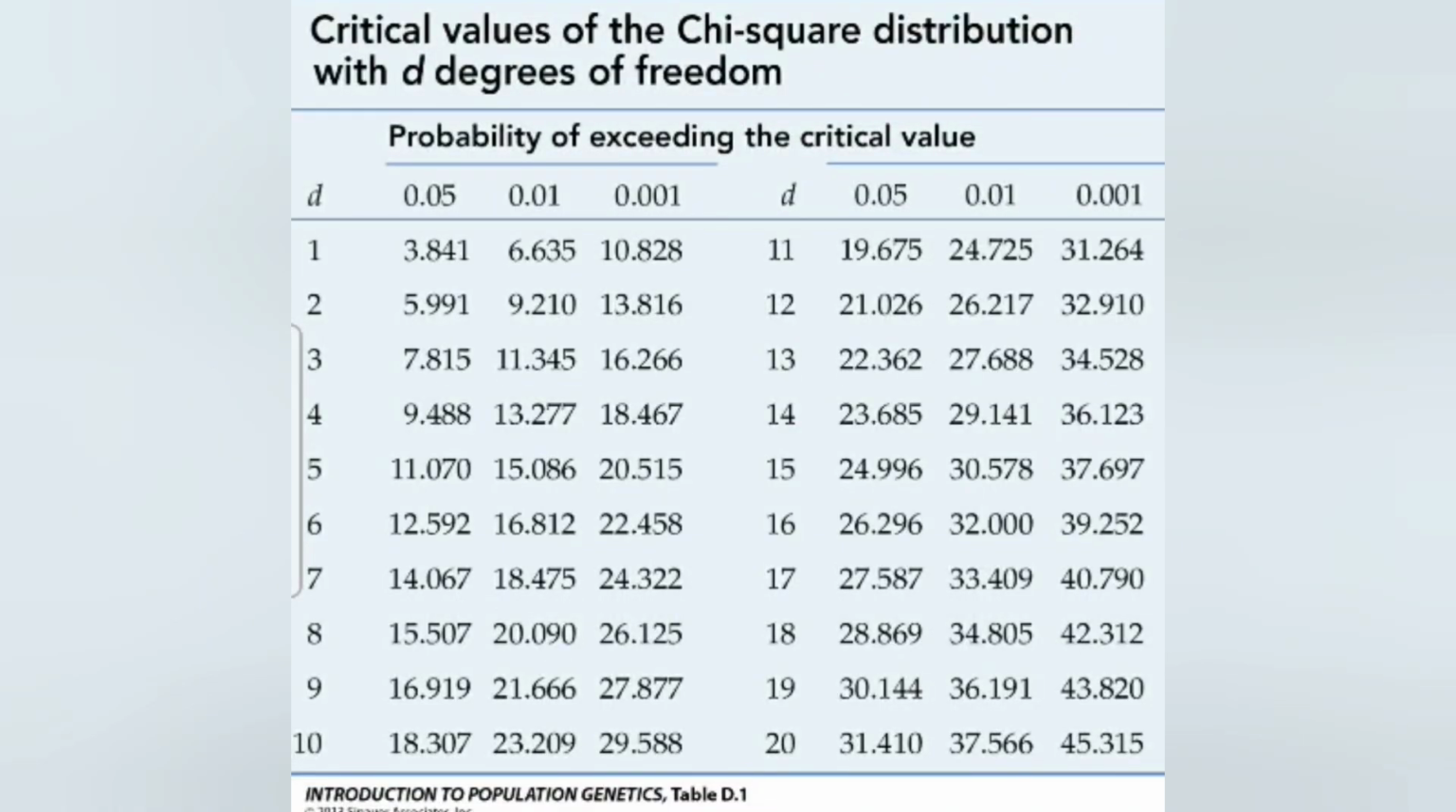Here we have our critical values of the chi-square distribution with the degree of freedom. This is how a typical chi-square distribution table looks. On this table we have the degree of freedom, which ranges from 1 to 20. Now, how do we use this table to determine the critical values?